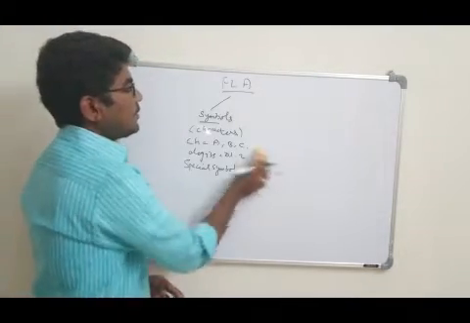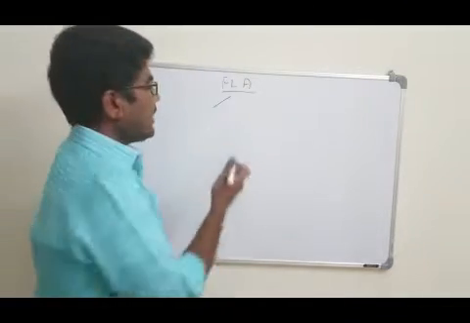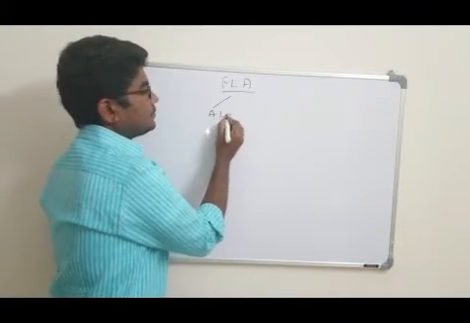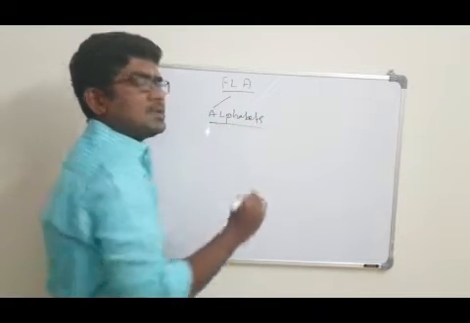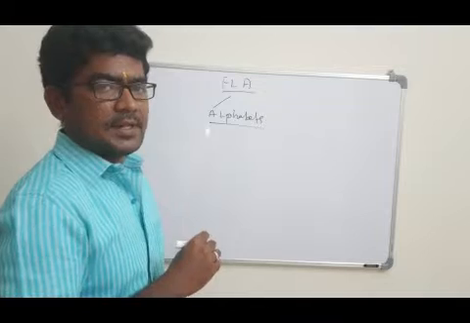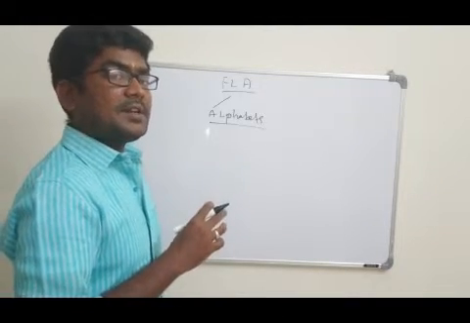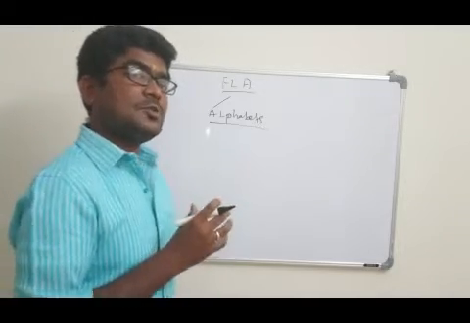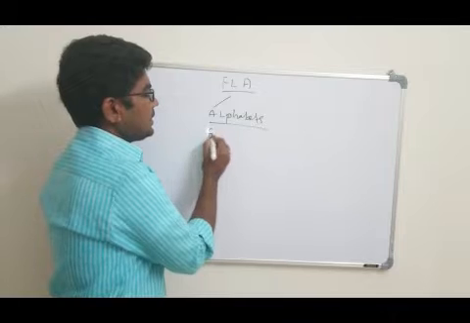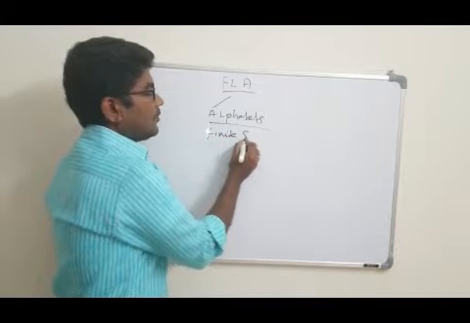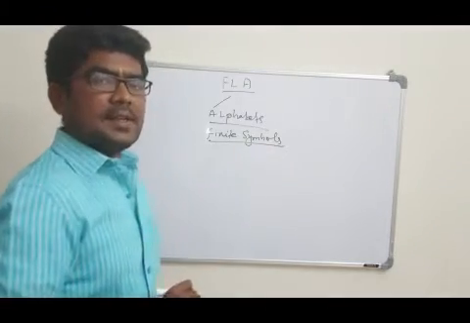Next, after symbols we have alphabets. What is an alphabet? We have already seen symbols, right? A set of symbols is said to be an alphabet, but it should not be an infinite set, it should be a finite set. This set of a finite number of symbols is said to be an alphabet.